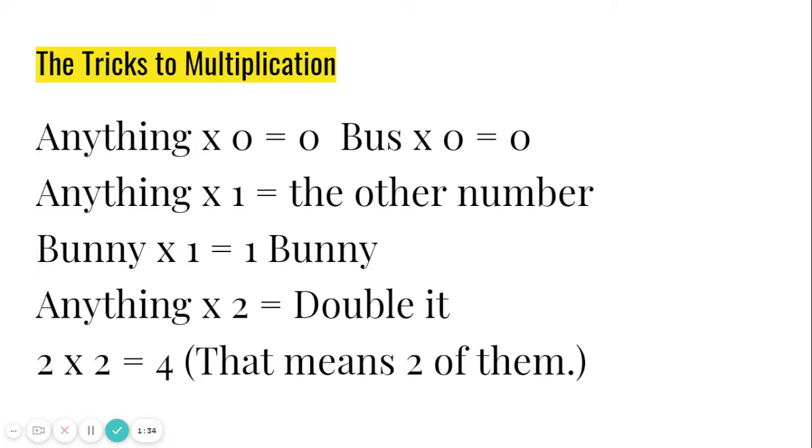That'd be awesome. All right, anything times 2, you double it. I call it double trouble. Double it. So if you have 5 times 2, we're going to double the 5. 5 and 5 is 10. Just double that. 2 times 2 is 4. That means 2 2s. We're going to double it.